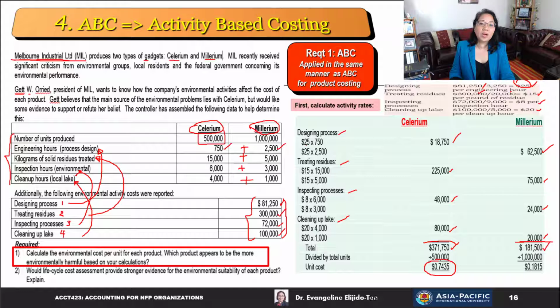For Millennium, our total allocated environmental cost is 181,500 divided by how many units did we produce. For Millennium, it's 1 million, so that means our environmental cost per unit is 0.1815 or 18.15 cents. So given that Celerium has the higher environmental cost per unit, then that means it is actually more harmful. So we can say that the suspicion of Ms. Worried is actually supported, not refuted. All right? Because she believes that the problem lies with Celerium.